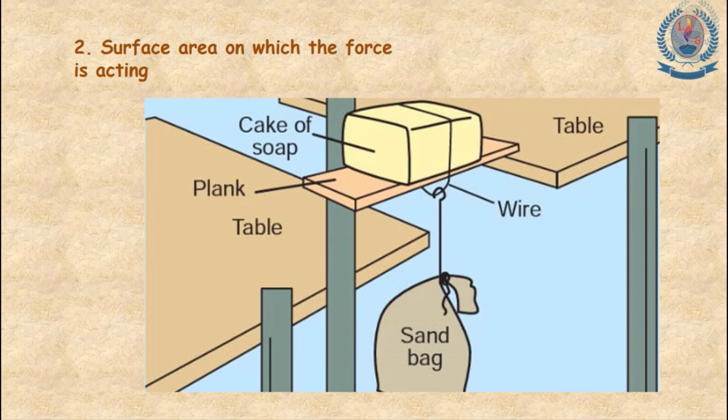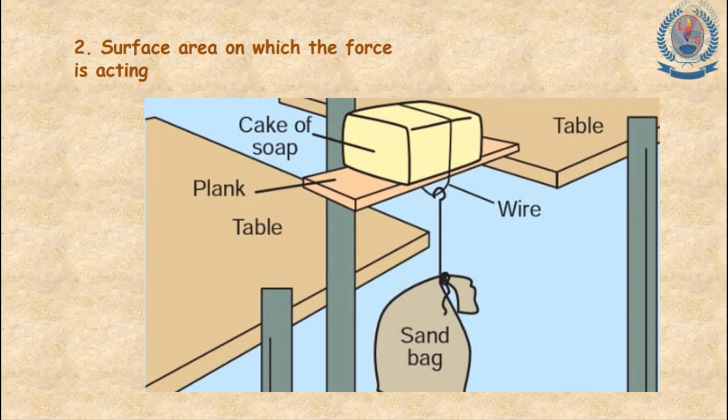Okay. Then send the thick wire around the cake of soap and hang the sandbag of 20 Newton weight, and please observe what happens. As the third step, you can remove the thick wire and repeat the activity by using the thin wire, and then observe what happens. So what is your idea? What can be concluded according to the observations that you have made so far?